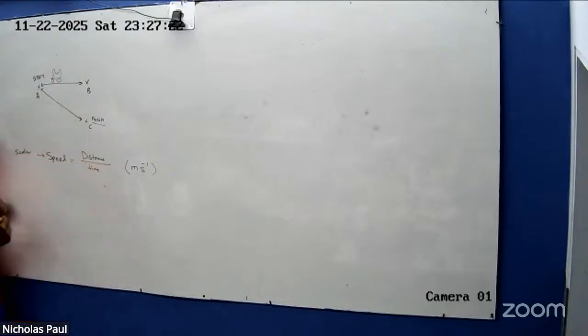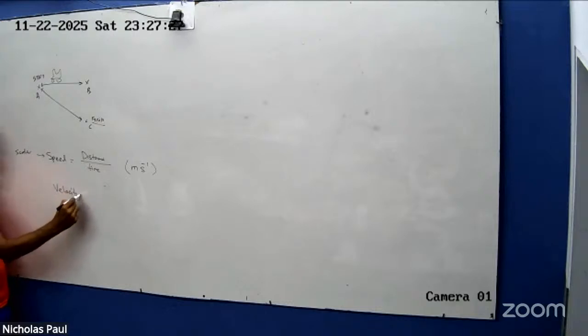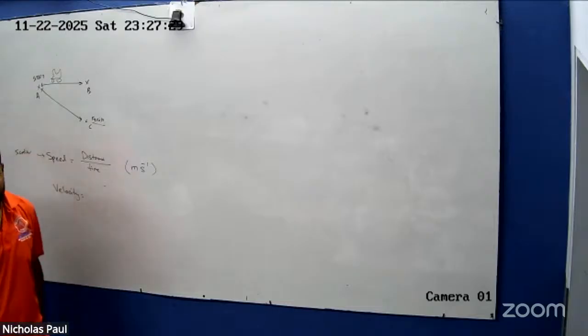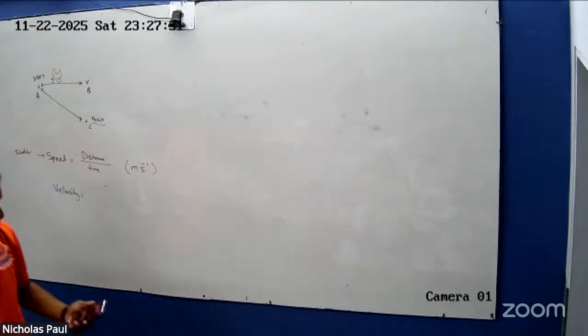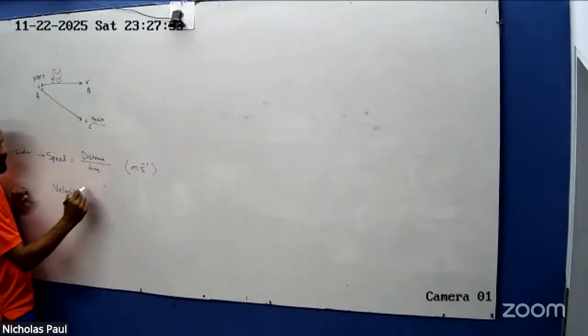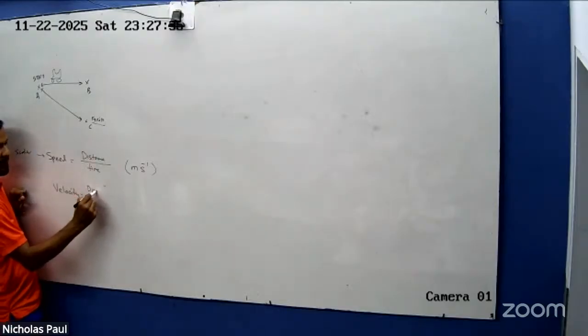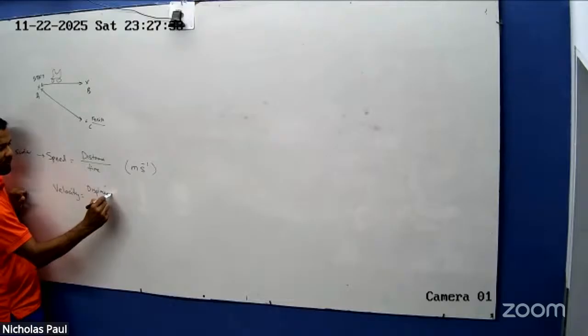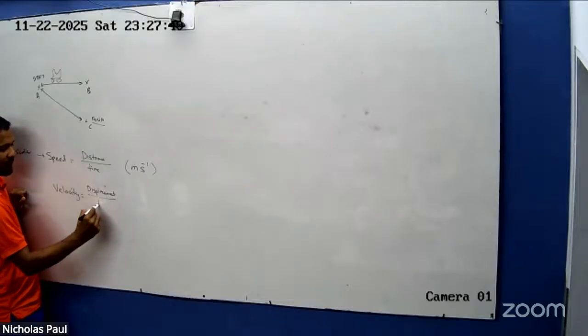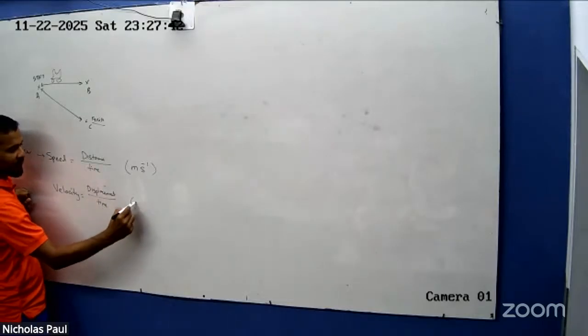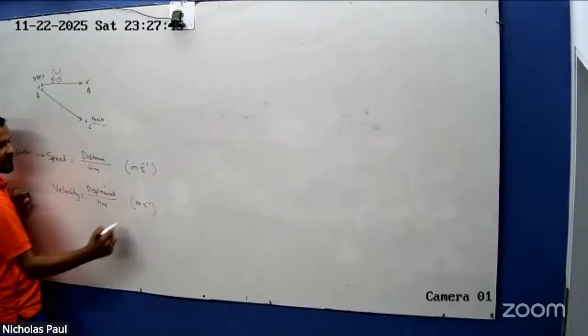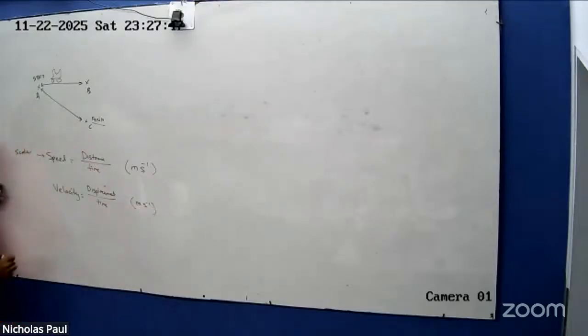Now, what is velocity? Very similar. If an object is moving, it has velocity, but it's a little bit different because velocity is the displacement per unit time. SI unit, meters per second. This, on the other hand, is not a scalar quantity, it's a vector quantity. So direction matters here.